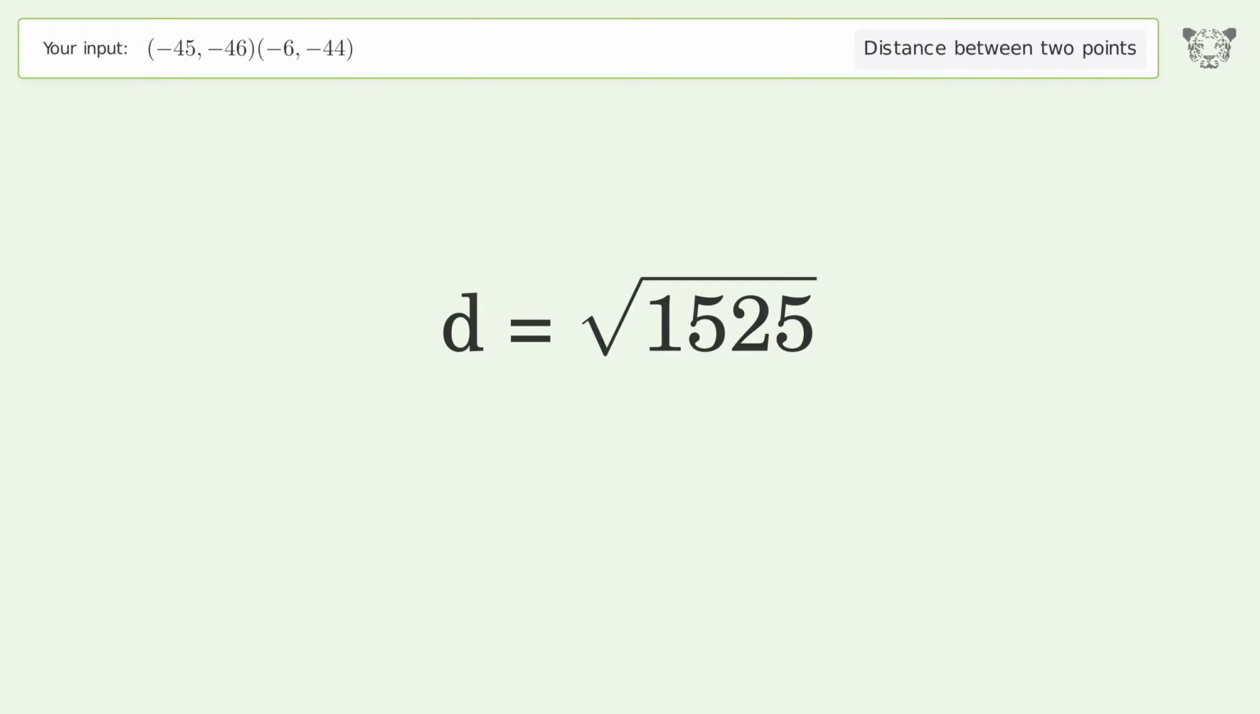And so the distance between the 2 points is the square root of 1525, or 39.051.